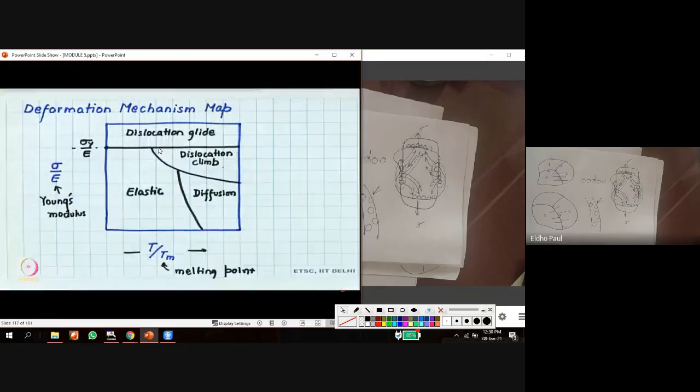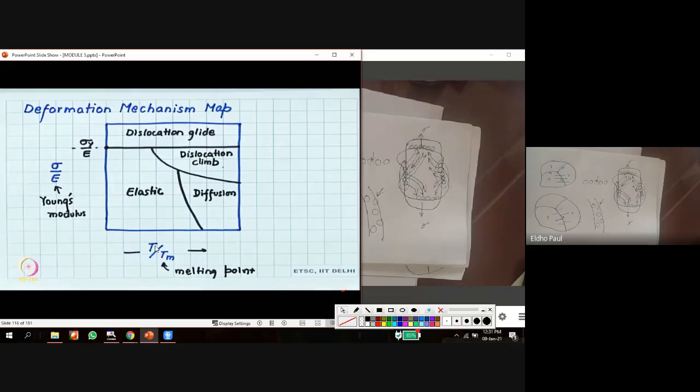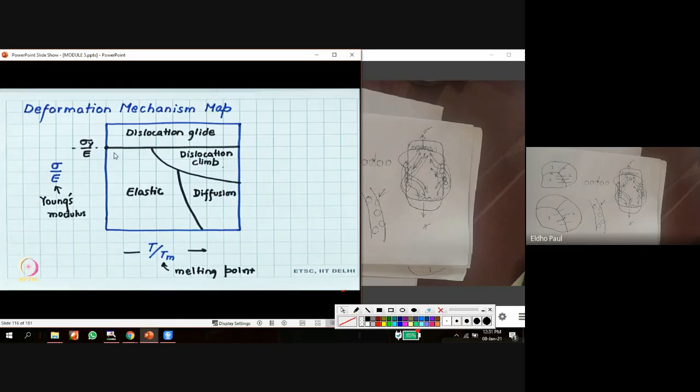And the last topic is this: based on these mechanisms, we can plot a map. In this map, the y-axis is stress divided by Young's modulus, that is, we divide by the E term to eliminate the units, and here T by Tm, temperature divided by melting point. By plotting this graph, this is my yield point, sigma y by E. Above this yield point, there is no such creep deformation; the dislocation motion will be sliding, gliding dislocation motion. But below sigma y, the deformation will be because of creep at elevated temperature.